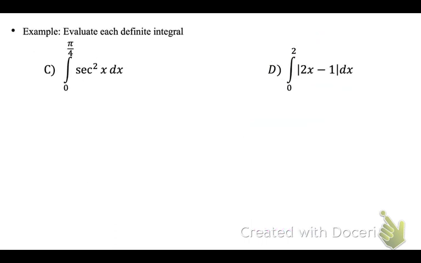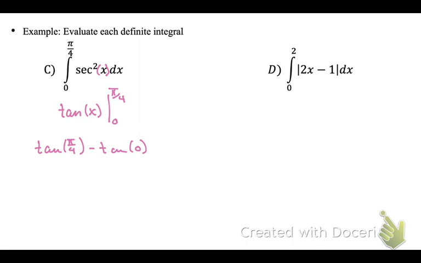Okay, now we're going to go with the secant. So 0 to pi over 4 secant squared x dx, and I absolutely hate that they don't put parentheses around that x. It's gross. And Cadence, you already told me it was what? Tangent. So I have tangent of x from 0 to pi over 4. So plug in. So tangent of pi over 4 minus tangent at 0.